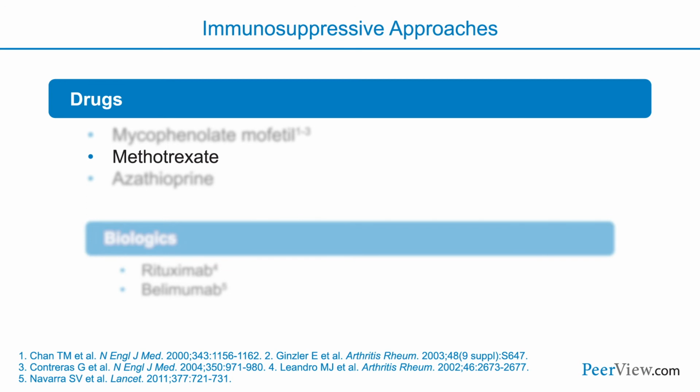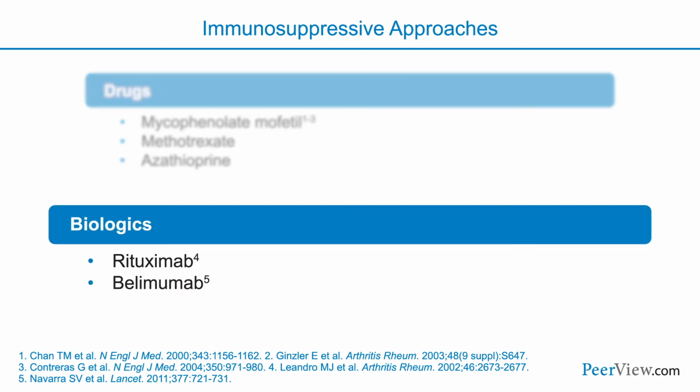Methotrexate, just like in rheumatoid arthritis, is our go-to immunosuppressive for lupus arthritis. Now, we can't use mycophenolate or methotrexate in pregnancy, so if a woman with lupus has well-controlled disease but requires an immunosuppressive drug to keep it under control, we will transition her to azathioprine before pregnancy.